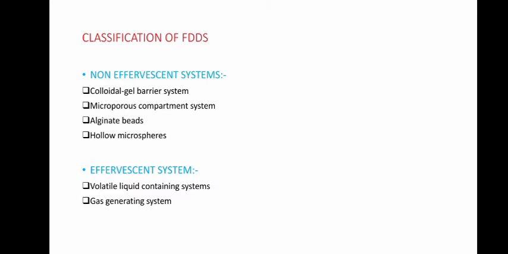Classification of FDDS. Floating drug delivery system is classified into two types. They are non-effervescent systems and effervescent systems. Non-effervescent systems consist of subtypes of colloidal gel barrier system, microporous compartment system, alginate beads and hollow microspheres. Effervescent system consist of volatile liquid containing system and gas generating system.